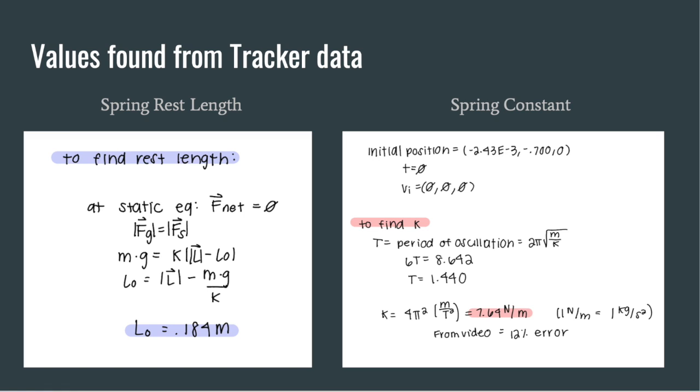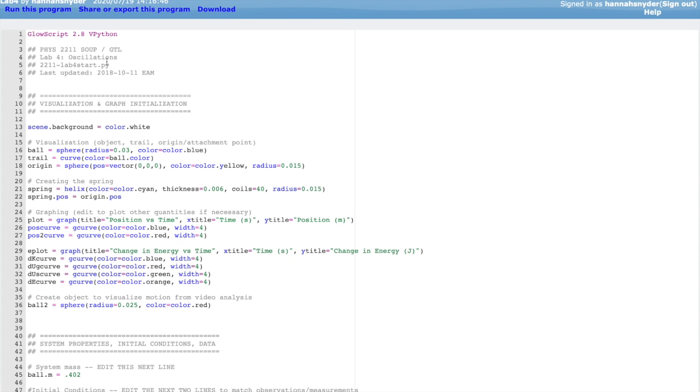Based off of the equations known, k was rewritten to be equal to 4 pi squared times the mass over the period squared. The period was found to be 1.440, and then the k was found to be 7.64 newtons per meter, which was 12% off from what is known to be the value for the spring constant. The L naught was found based off of this spring constant and was found to be 0.184 meters. Since both of these values are significantly different from those that are known to be true, the known values were used for the computational code shown next.